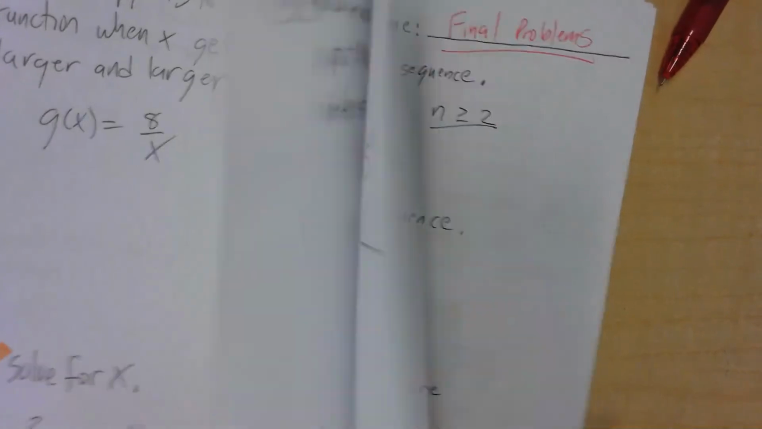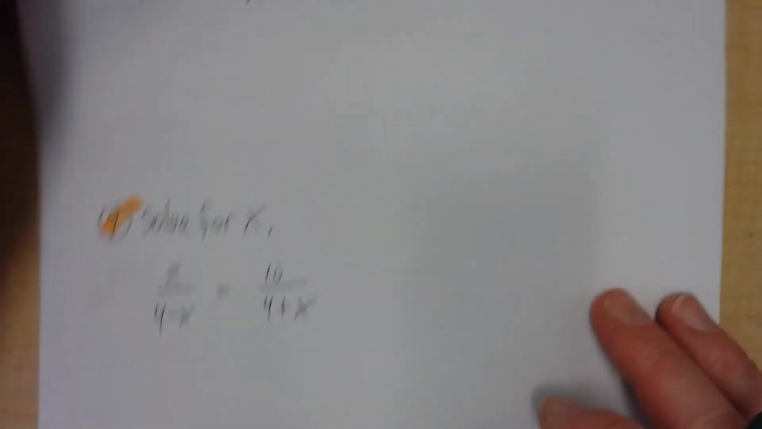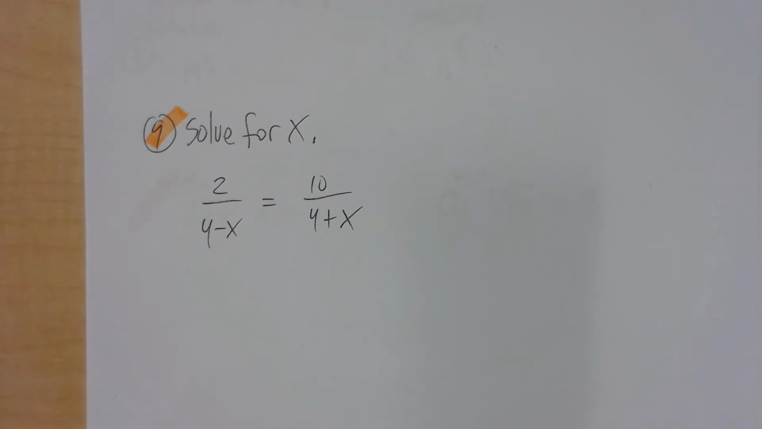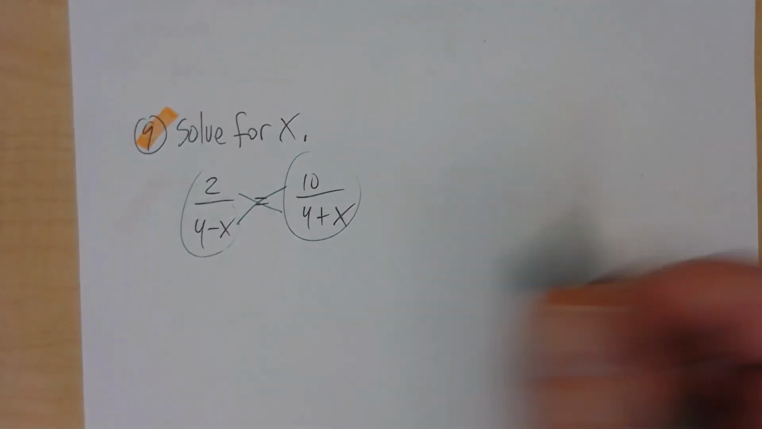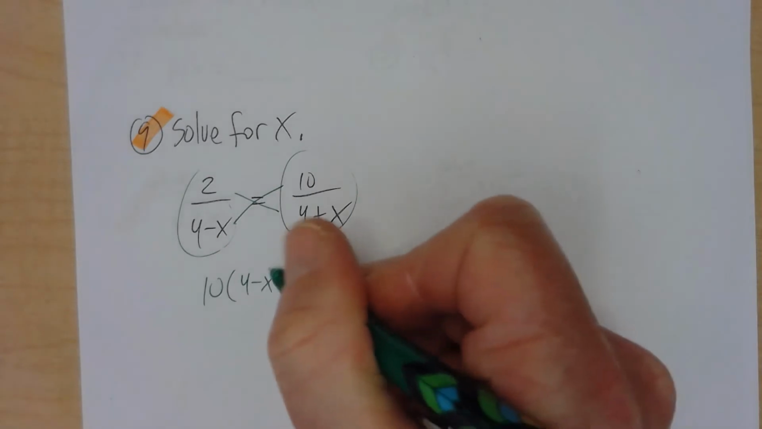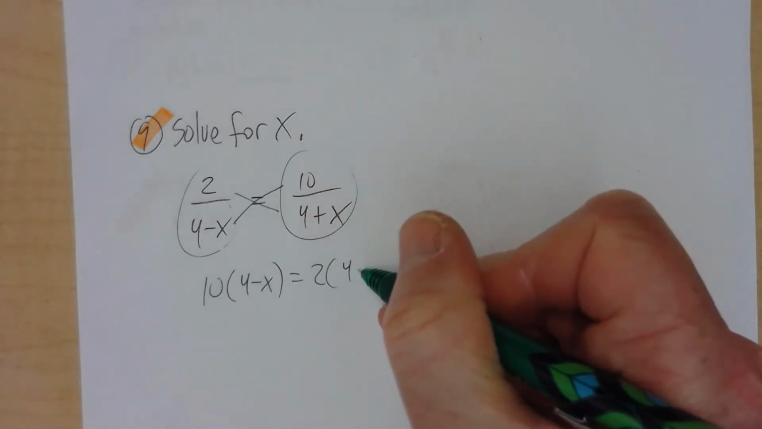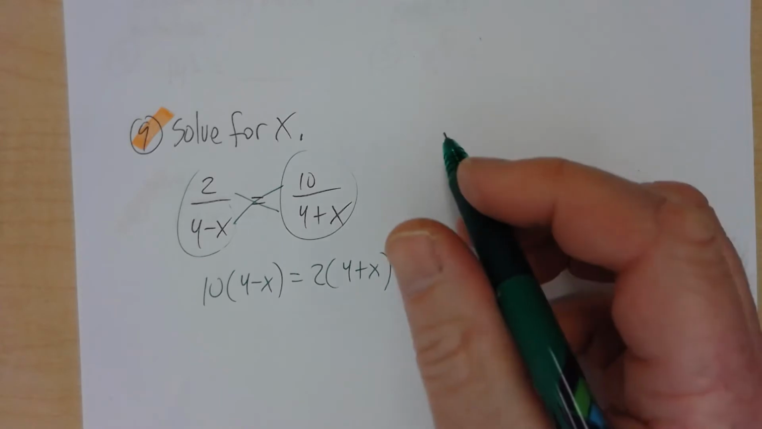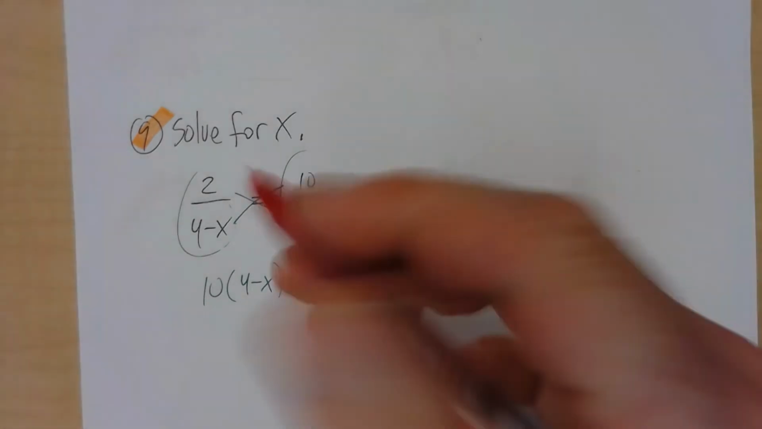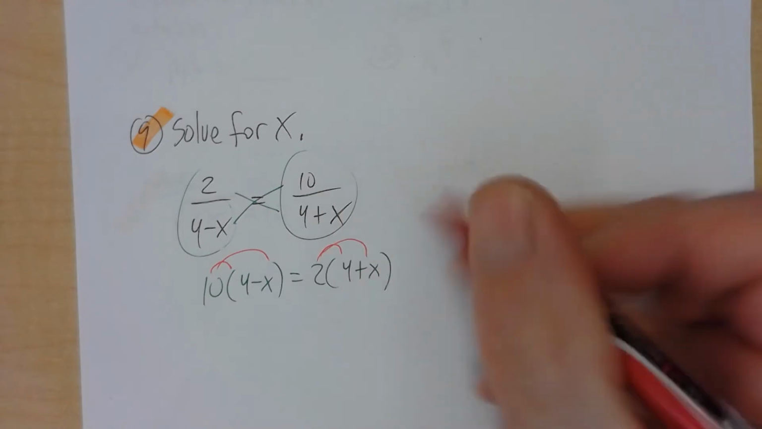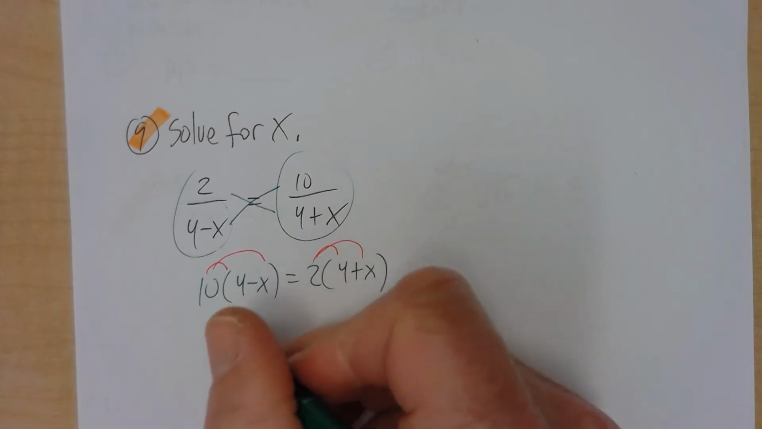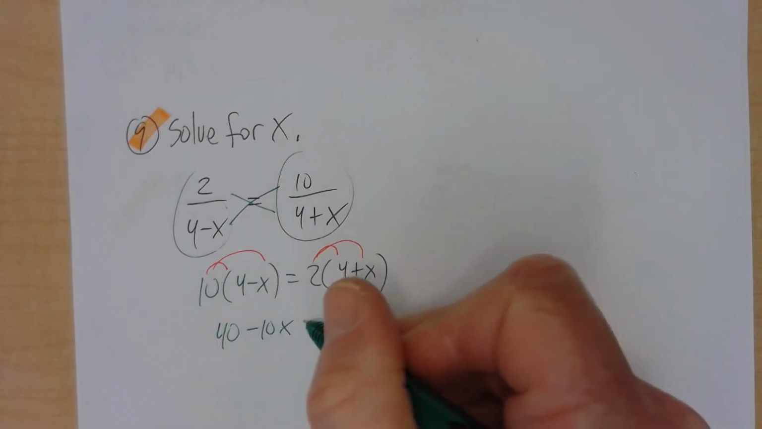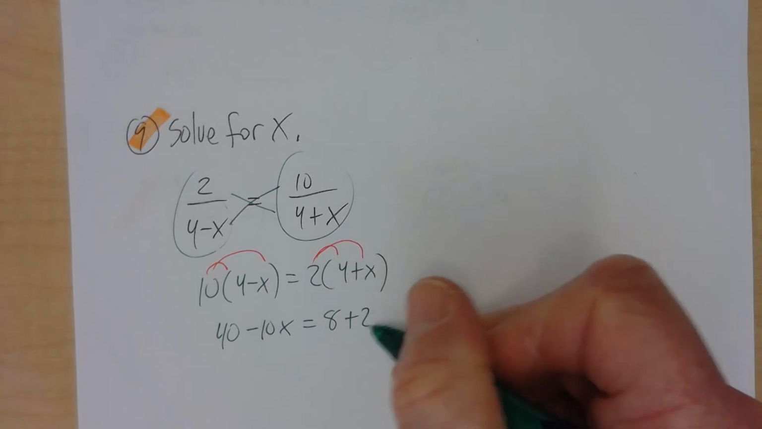Okay, the last one here is to solve. When you solve these, this was part of Unit 2, was solving these rational functions. So these are proportions. You cross multiply to solve proportions. So it's 10 times 4 minus x, 2 times 4 plus x. So 40 minus 10x is equal to 8 plus 2x.